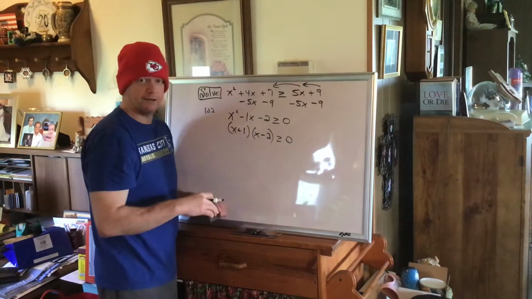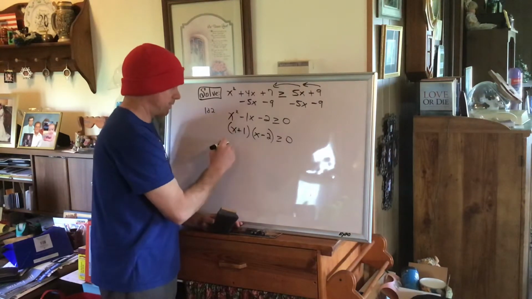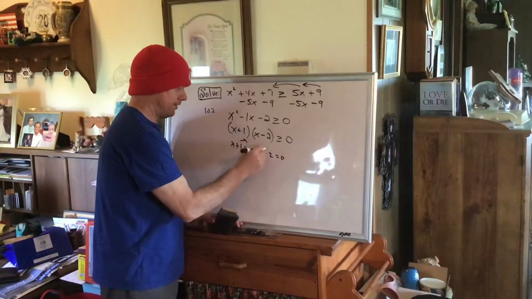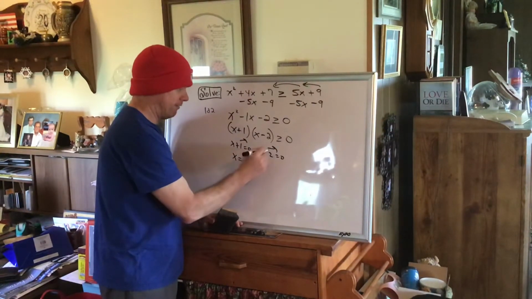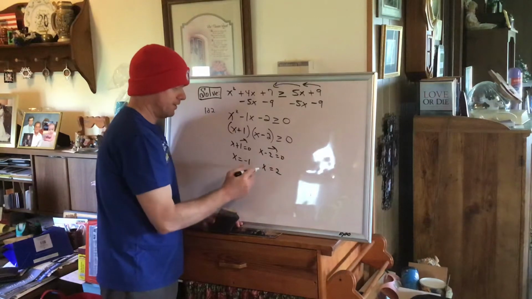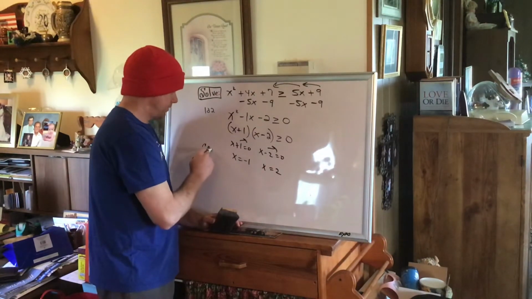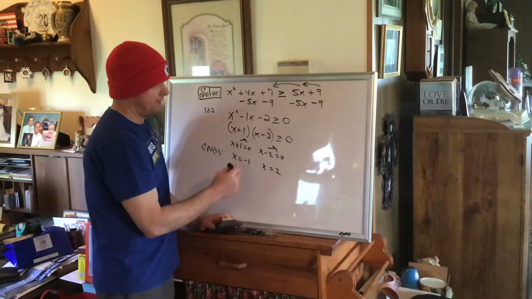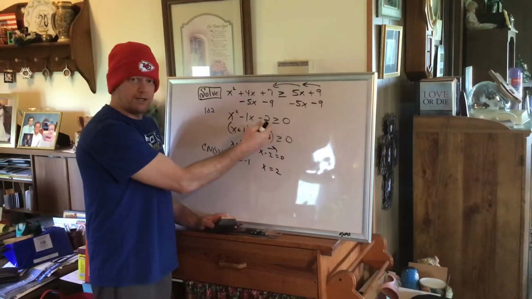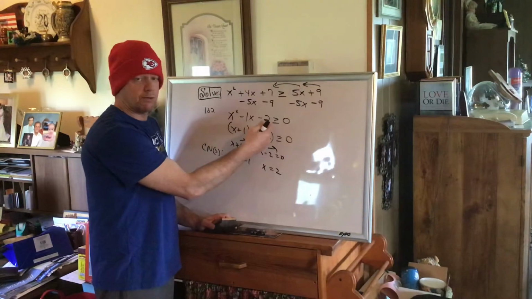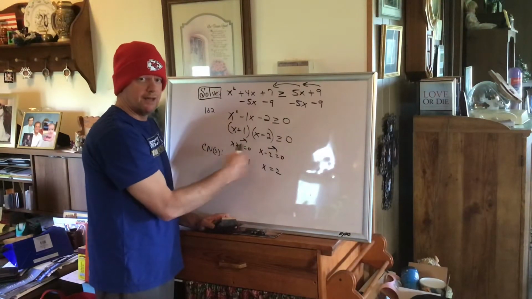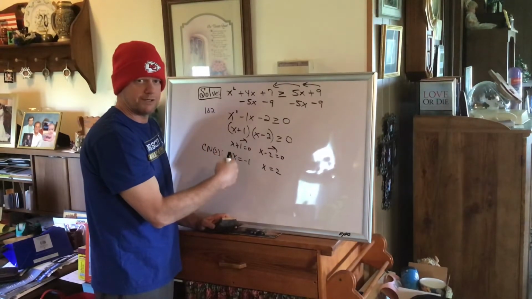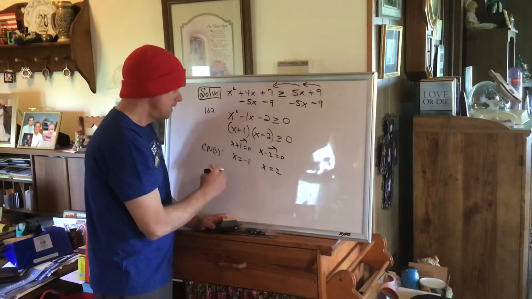You set each factor equal to 0 to get your critical numbers. So the critical numbers here are negative 1 and 2. The critical numbers will always be involved in the answers. We have two critical numbers, so that sets up, this isn't an equation that we're solving, it's an inequality. So we have to test these critical numbers out on all sides of the critical numbers to see where this holds true.